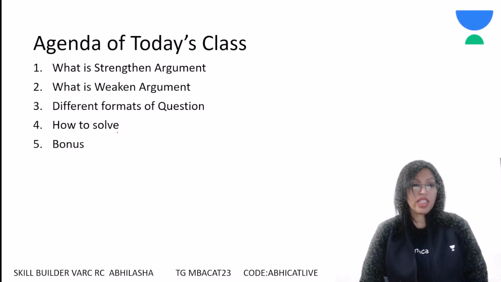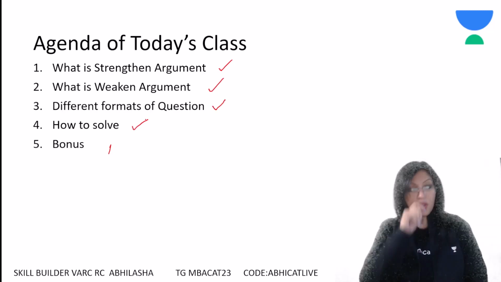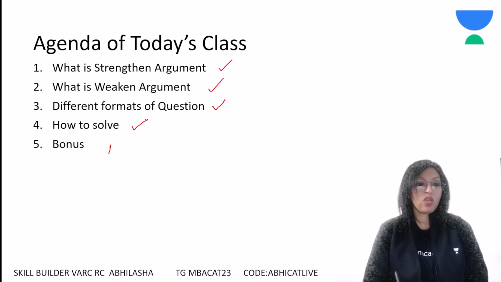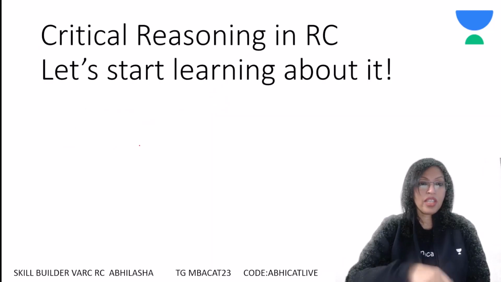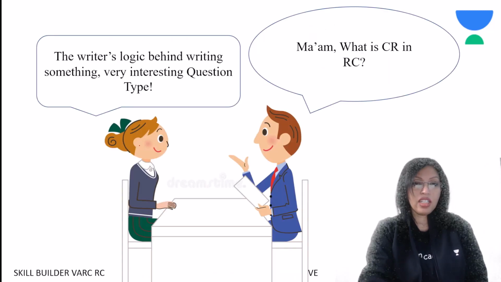What is the agenda of today's class? Well, the agenda of today's class is how do you strengthen an argument? How do you weaken an argument? What are the different formats of the question? And how to solve each one of these. And of course, there is a bonus section also, as always. So let's get started. What is this critical reasoning in RC all about? Let's start learning about it.